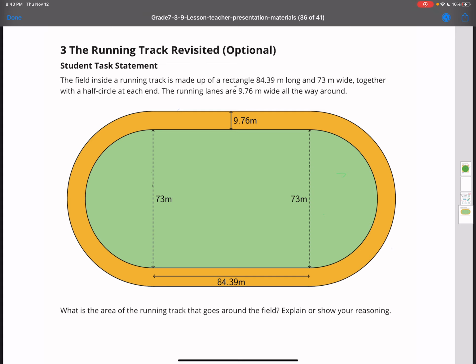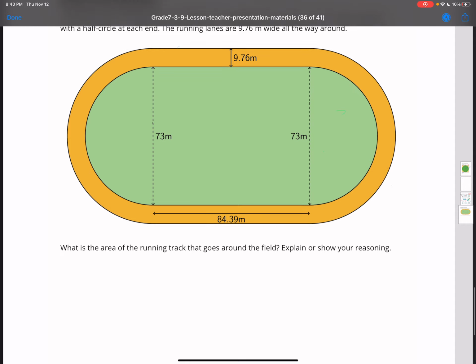It says the field inside a running track is made up of a rectangle 84 and 3900 meters long and 73 meters wide, together with a half circle at each end. The running lanes are 9 and 7600 meters wide all the way around. What is the area of the running track that goes around the field? Explain or show your work.